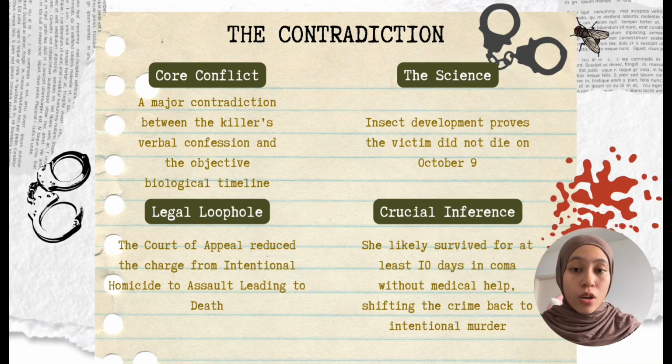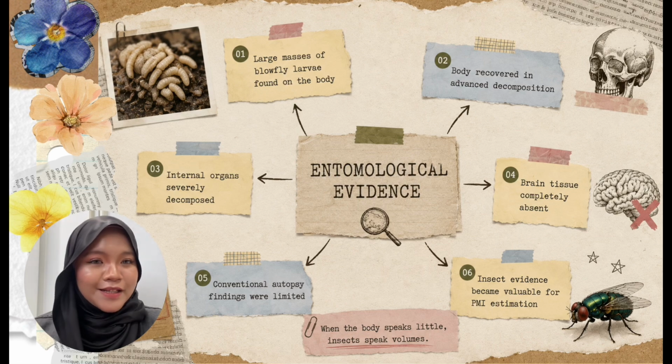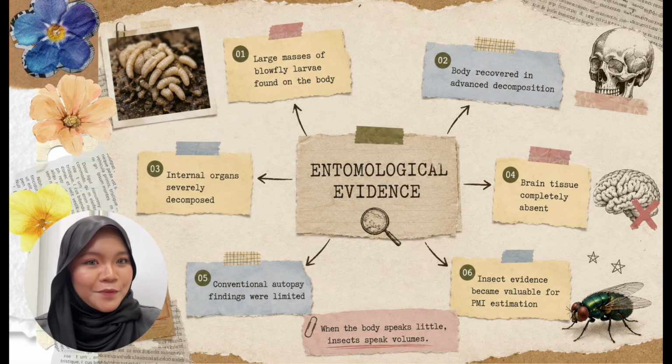This brings us to the core problem: a massive contradiction between a verbal confession and the biological science. The Court of Appeal reduced the charge to assault leading to death, believing she died instantly without intent. However, the insect evidence proved she did not die on October 9. The crucial inference here is that she survived in a coma for at least 10 days without medical help. Leaving her to die slowly completely destroys his defense of no intent to kill, shifting the crime back to intentional murder.